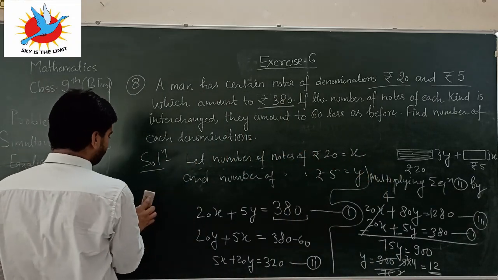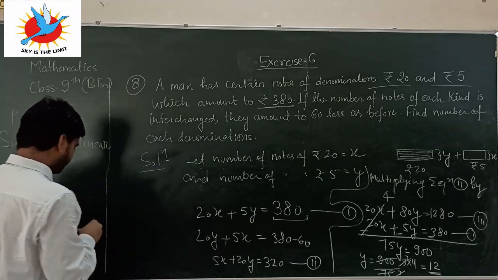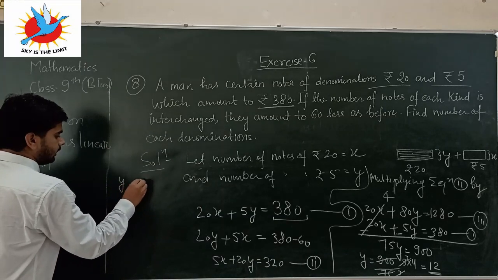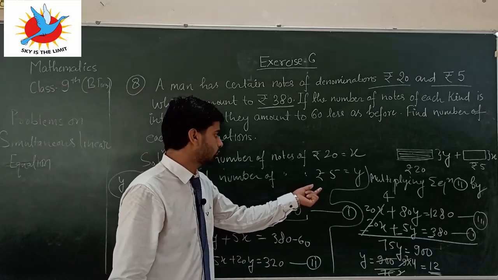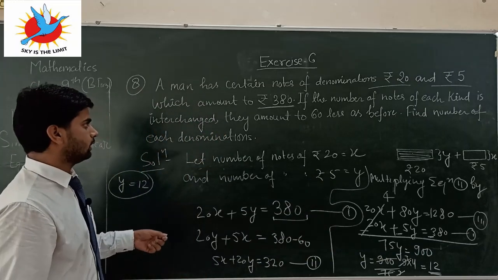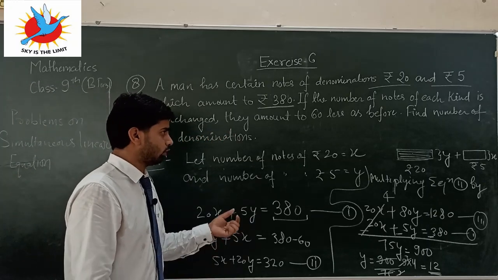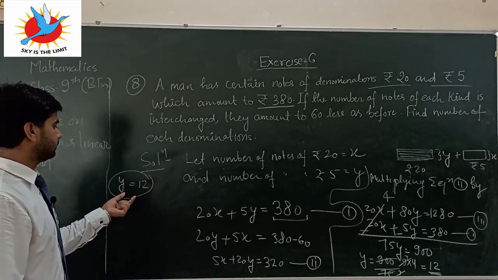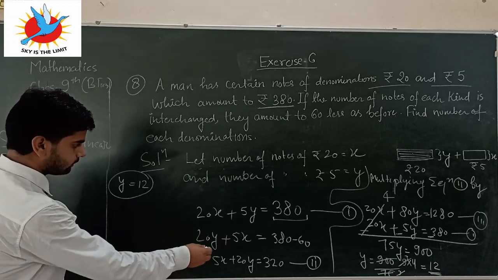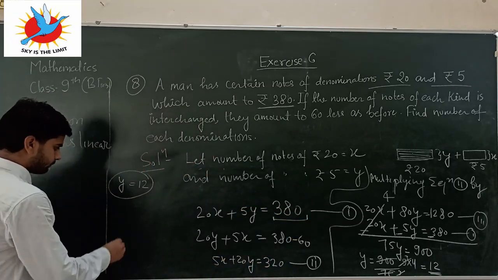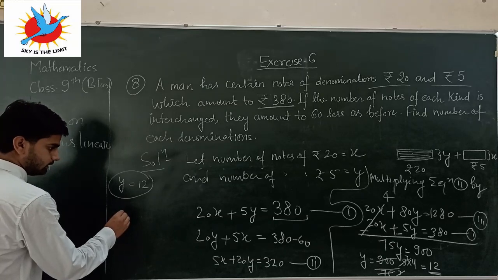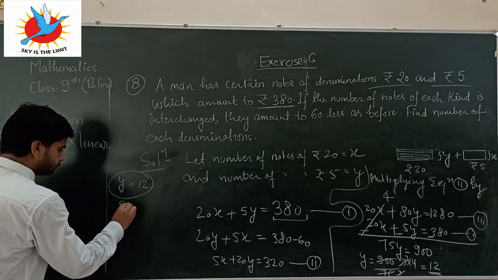We got the value of y. Value of y is 12. And what we have assumed, y is the number of notes of rupee 5. So for this particular question, the number of notes of rupee 5 will be 12, and we want to calculate the value of x. So put the value of y in equation 2.